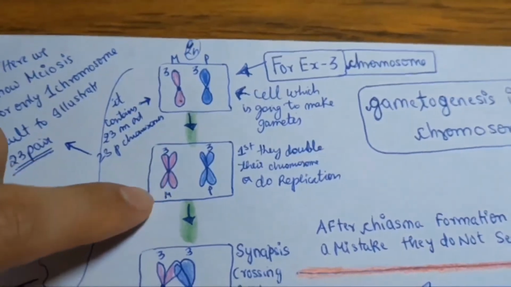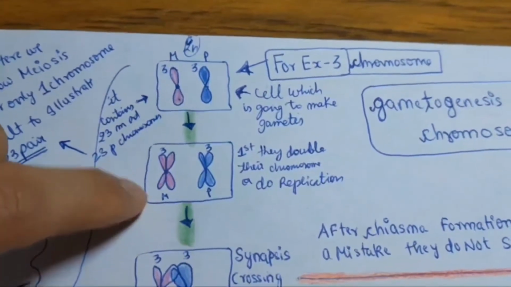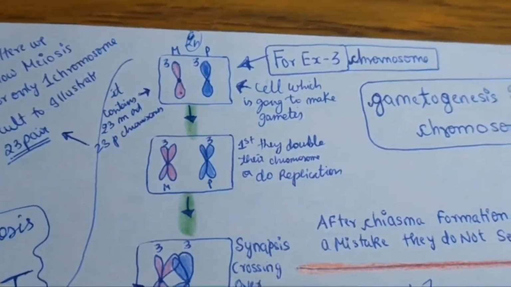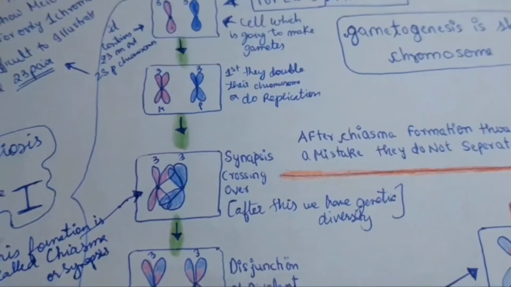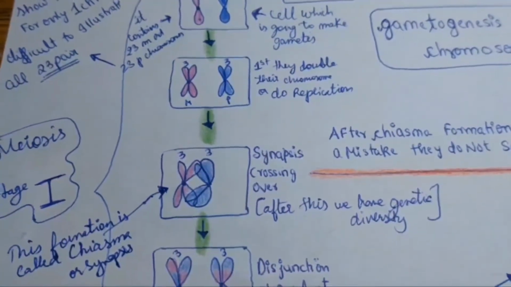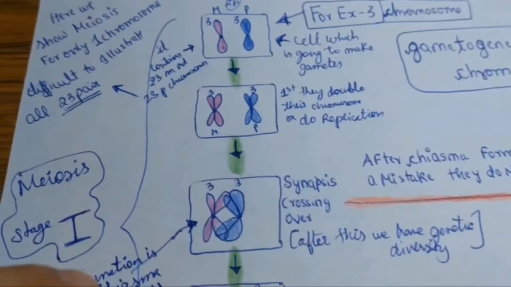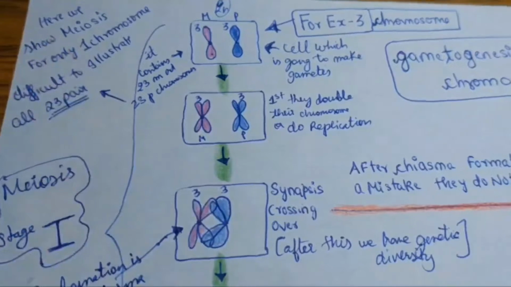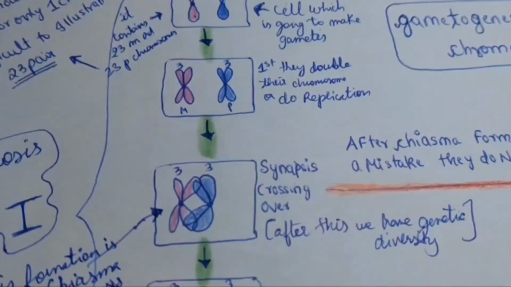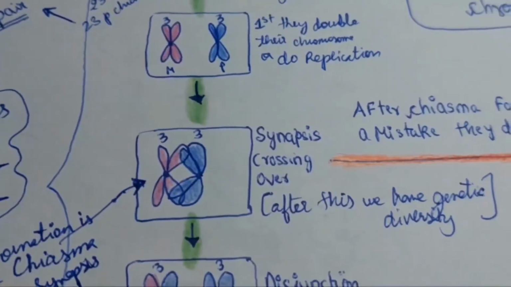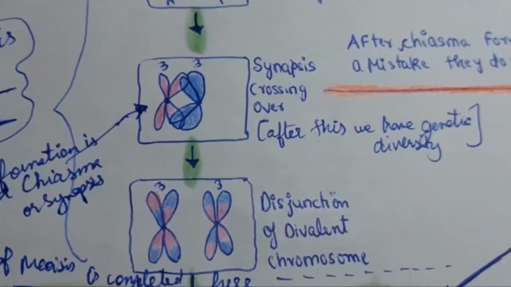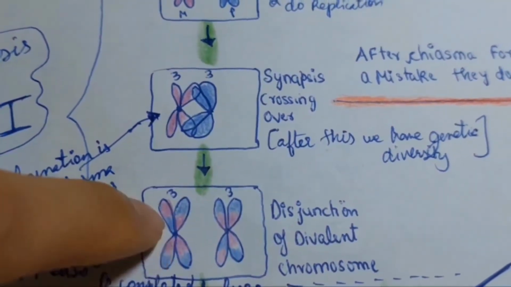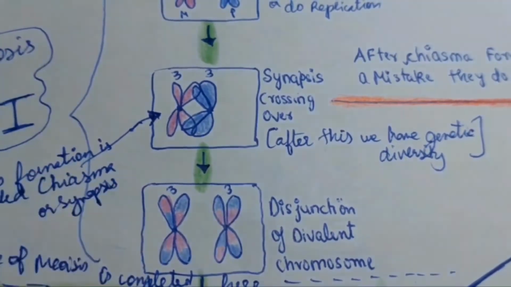So the first thing is that the cell will double its chromosomes, or do replication. So now we can see here they have two chromosomes but both of them in divalent situation. And then the next stage is synapsis, or crossing over, which is also called chiasma, where there is exchange of genetic material between the maternal and paternal chromosomes. Because of this, we are going to get genetic diversity. And after synapsis, the homologous chromosomes will separate from each other and each chromosome is now going to have some paternal and maternal gene mix.